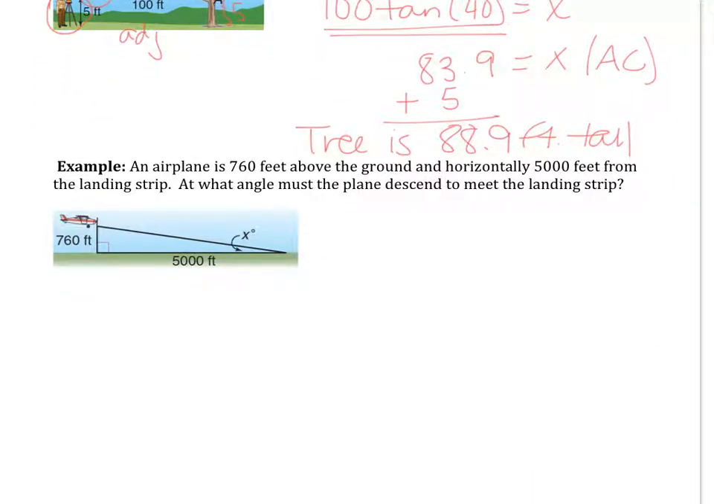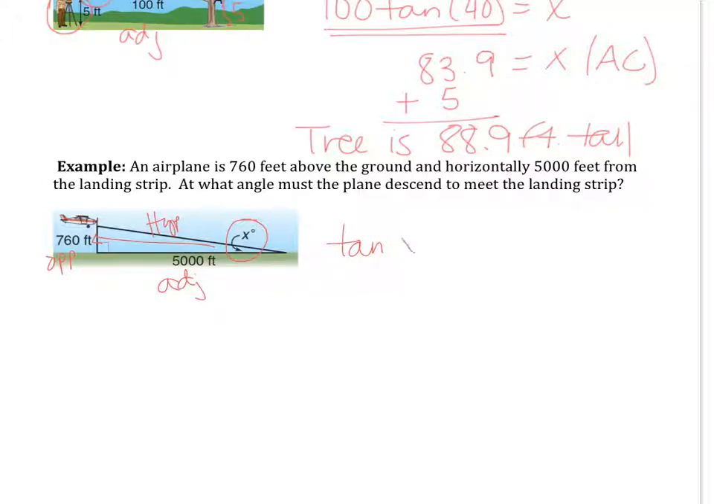Alright, last example here. Looks like we're trying to find an angle again, so we are going to use that inverse button again. So here is my angle. I've got an opposite, which is over here. Here's my adjacent. Here's my hypotenuse. So we're going to say tangent. Well, let's read this. An airplane is 760 feet above the ground and horizontally 5,000 feet from the landing strip. So here's the landing strip over here. And we are going to figure out what angle it must descend to meet the landing strip.